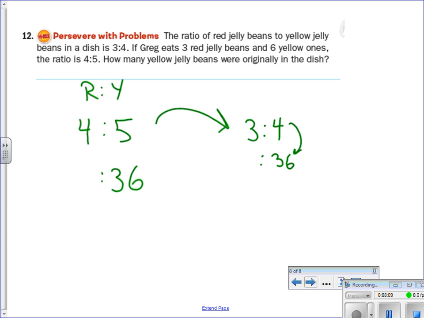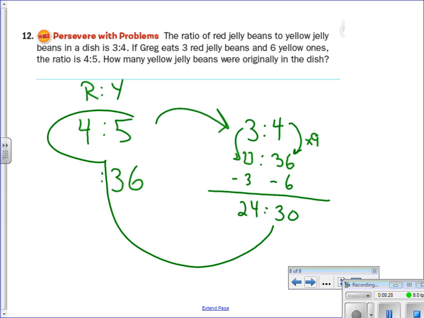4 times 9 is 36. 3 times 9 is 27. Now he eats 6 yellow and 3 red. That means there's 30 and 24. If you simplify that, you get this. All right, divide by 6. So the answer is there were originally 36 yellow jelly beans.